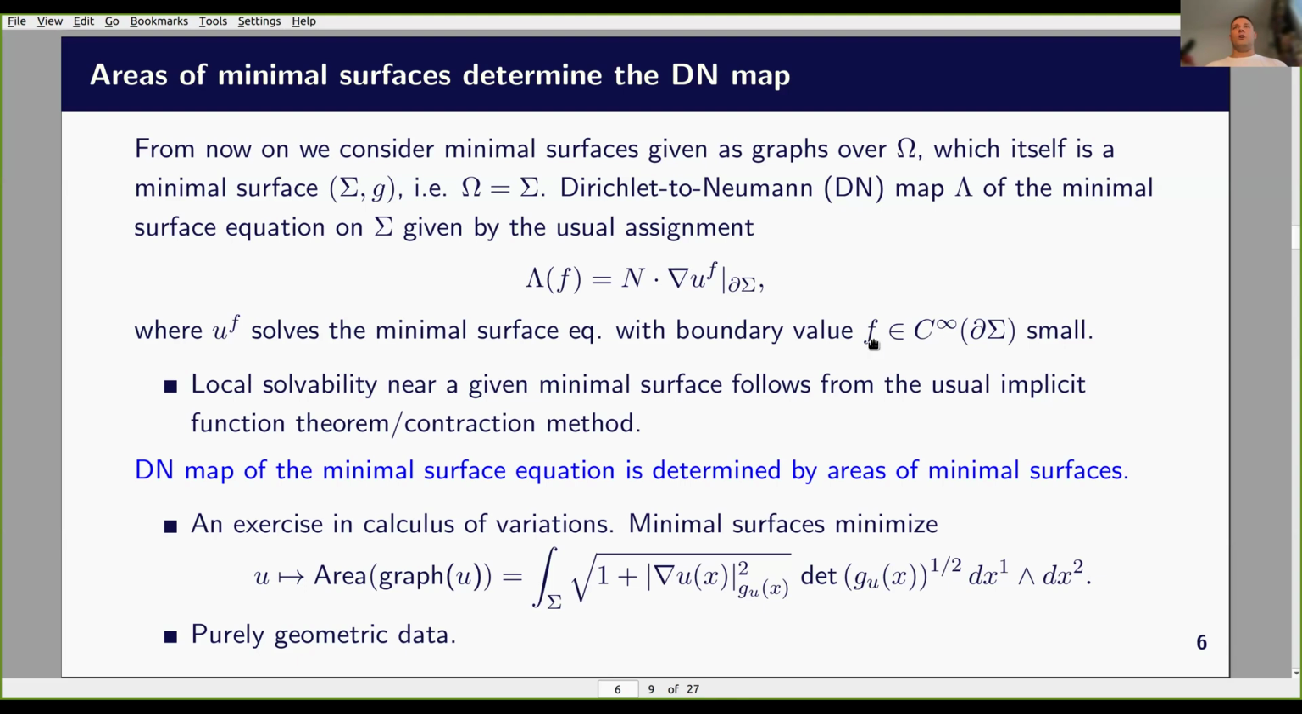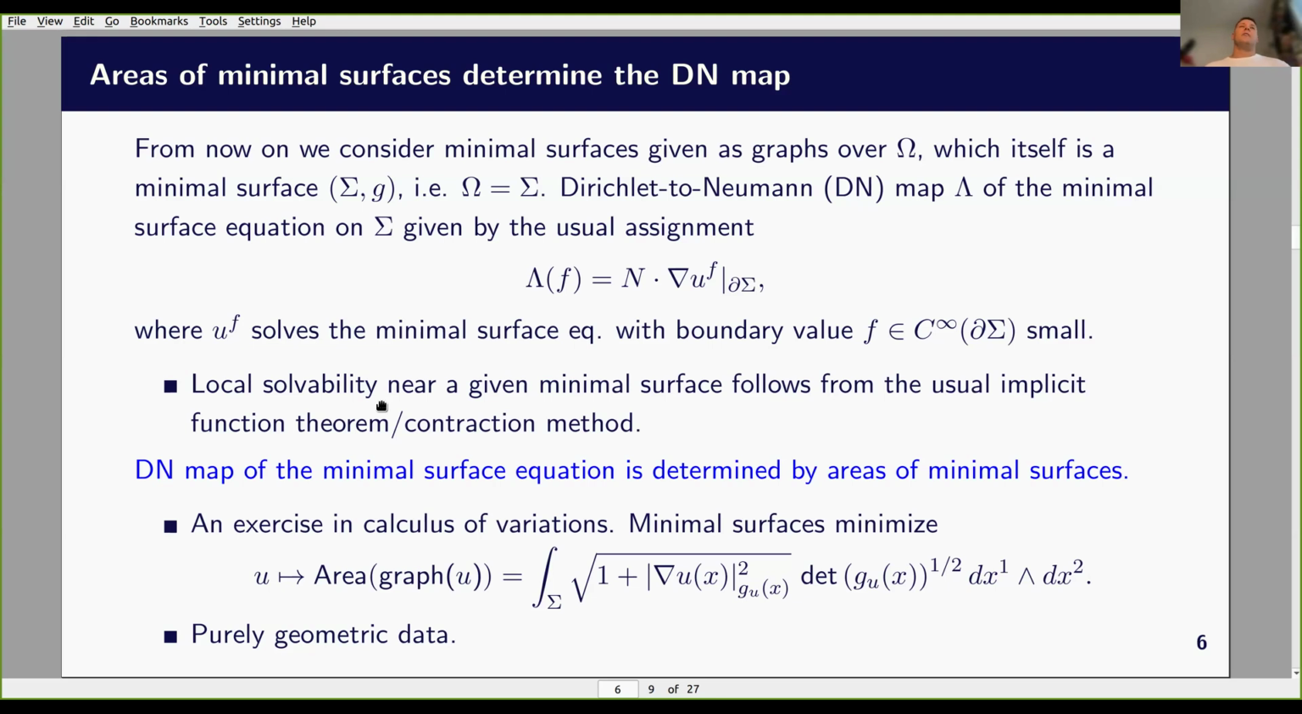Here f is small, and the reason f is small is that you want to solve the minimal surface equation, and that can be shown to be possible if f is small by using the usual implicit function theorem in Banach spaces or the contraction method.